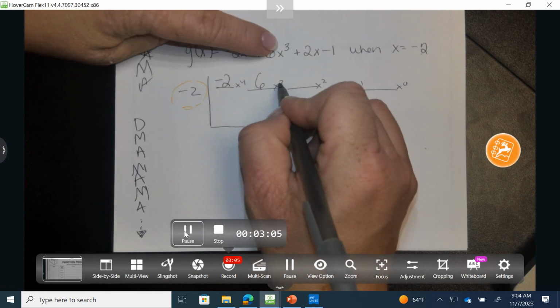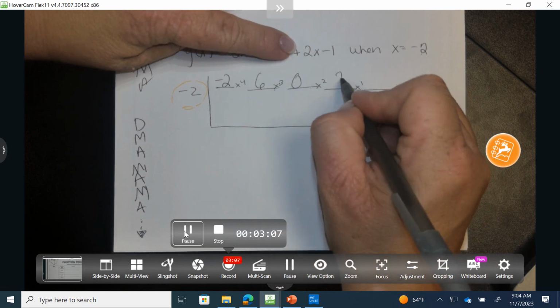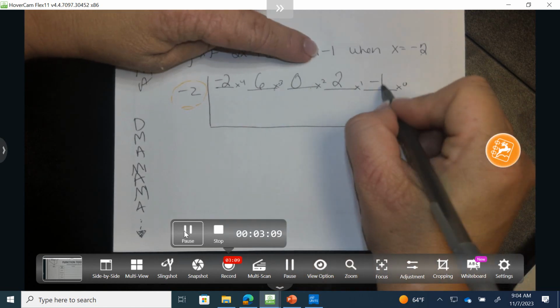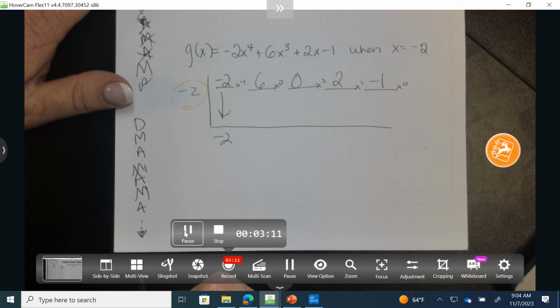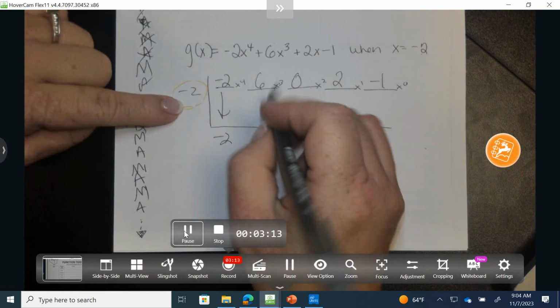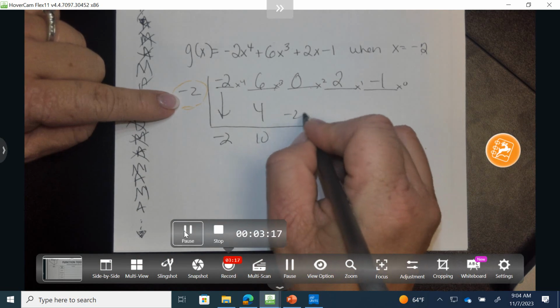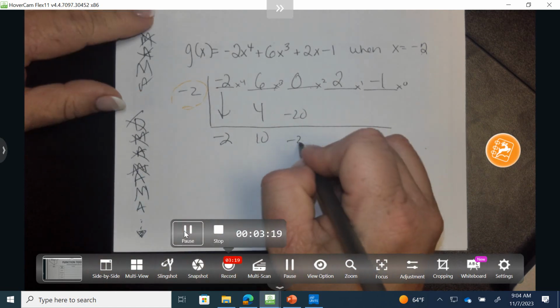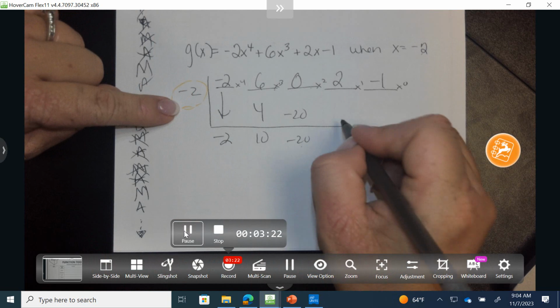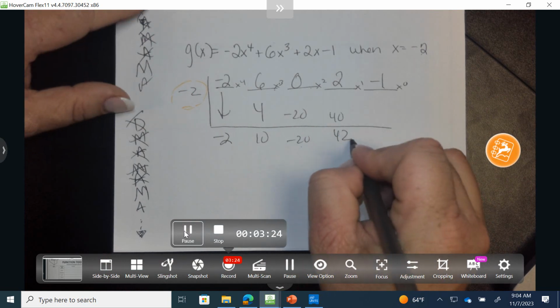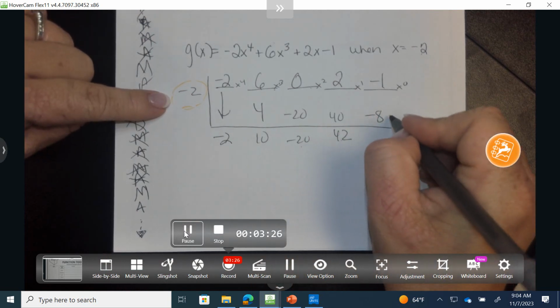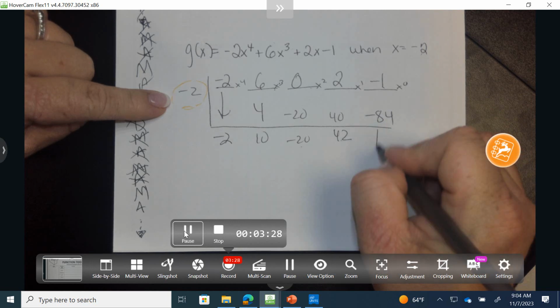6 corresponds with x to the 3rd. There is no x squared. 2 goes with x to the 1st and -1. I'm going to drop down. And now I'm going to multiply and add down. Multiply and add down. Multiply and add down.